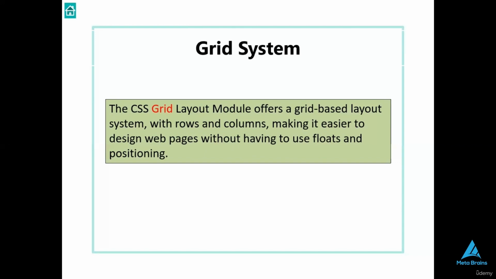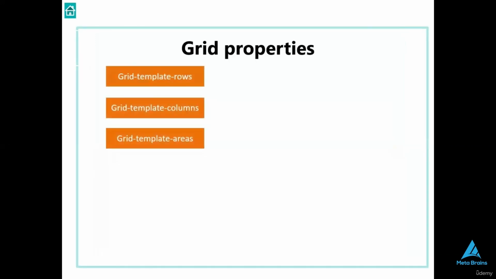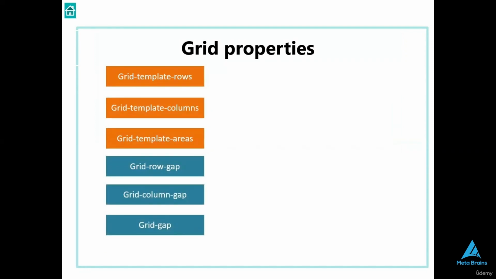Alright, so here are some of the main properties. First, we have grid template rows, which specifies the row and its width. Then we have grid template columns, which specifies the column and its width. Then we have grid template area, which is not very important, and it only specifies the area. And some of the other properties are grid row gap, grid column gap, and grid gap. These are mainly used to specify the gap between rows and columns.